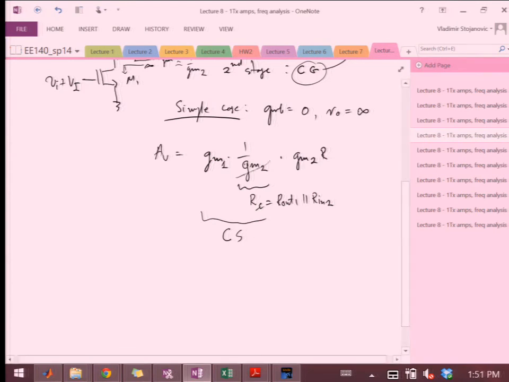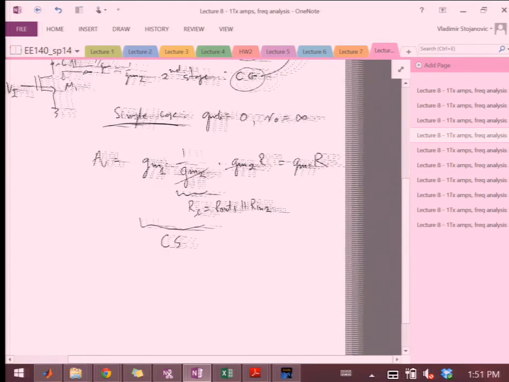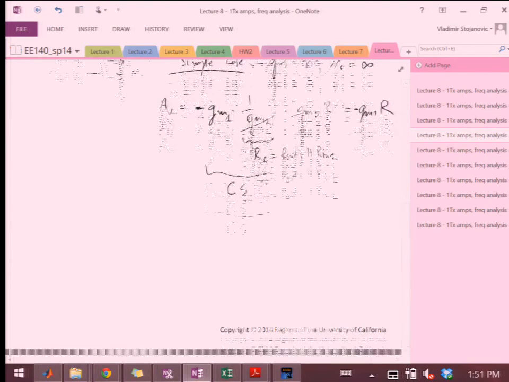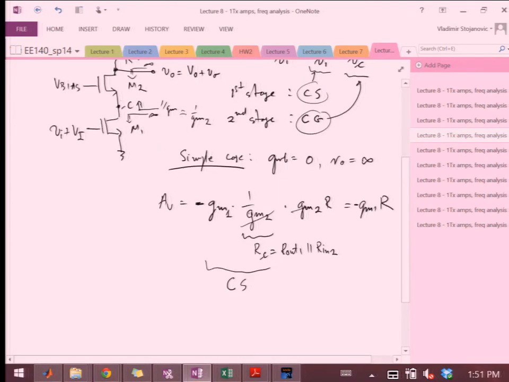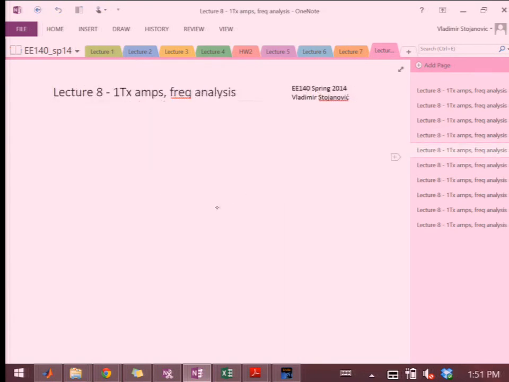And then this and this cancel out. So I'm getting that my gain is GM1R. Or sorry, I missed the sign. The first stage is common source. Okay. So this was the simple case. And now we're going to take a look at the more complex case.